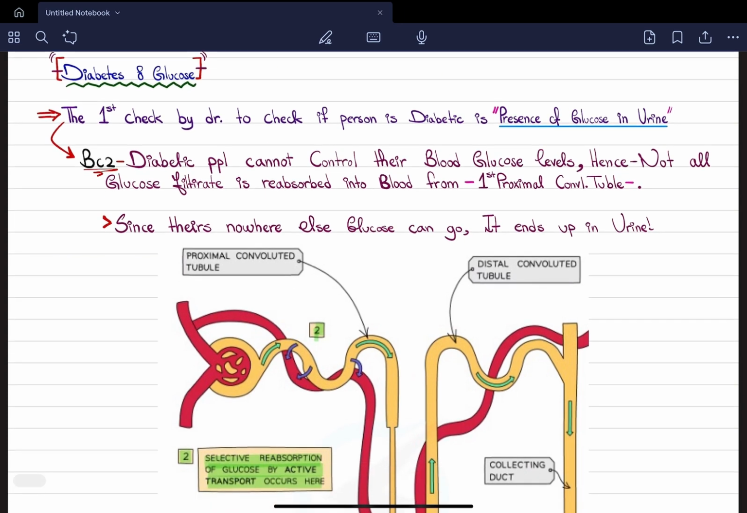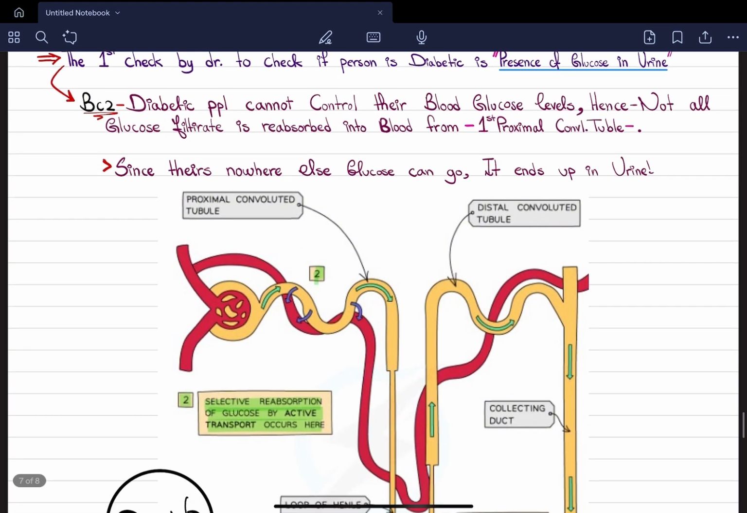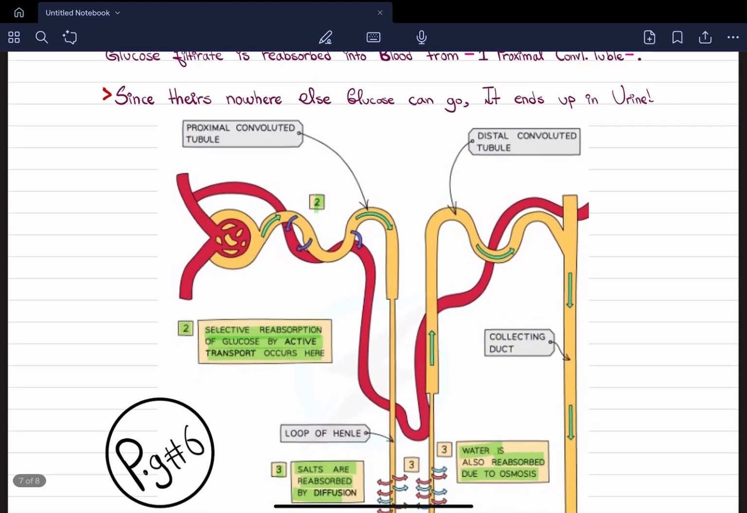Diabetes and glucose. The first check by a doctor to see if a person is diabetic is the presence of glucose in urine. Why? Because glucose is something that should be absorbed, and it is the first thing to be absorbed in the first proximal convoluted tubule. If it is not absorbed, this means there is a high presence of glucose in your blood. Diabetic people cannot control their blood glucose, hence not all glucose in the filtrate is reabsorbed into the blood from the first proximal convoluted tubule. Since there is nowhere else for glucose to go, it ends up in the urine.